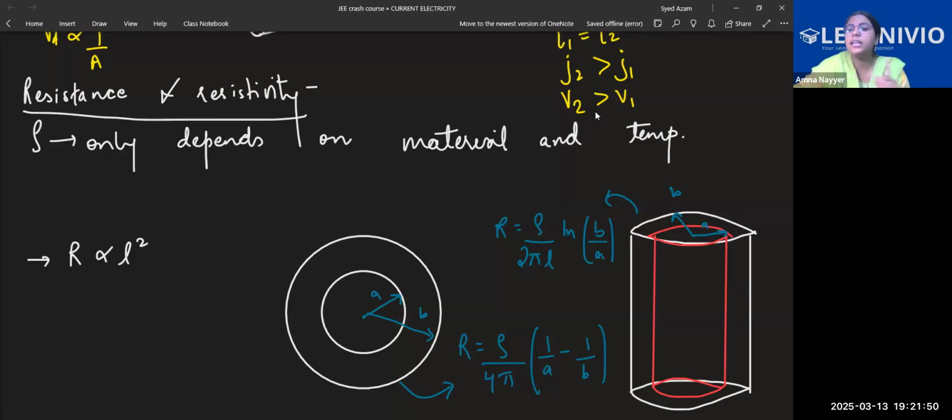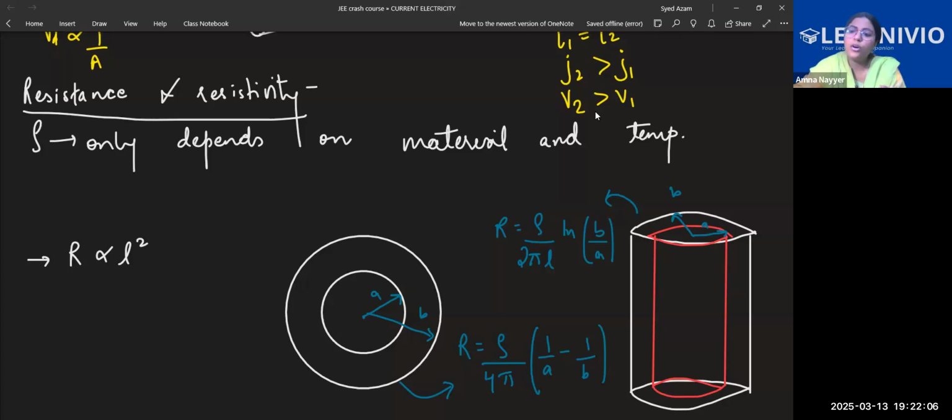But resistivity depends only on the material, right? When you are talking about resistivity, this is like density. If you have water, the density of water everywhere will remain the same.